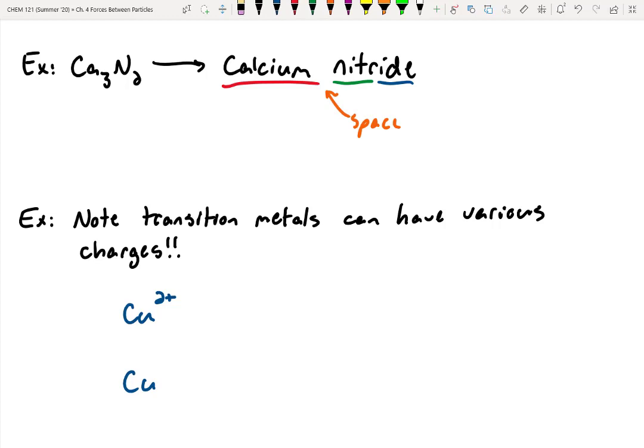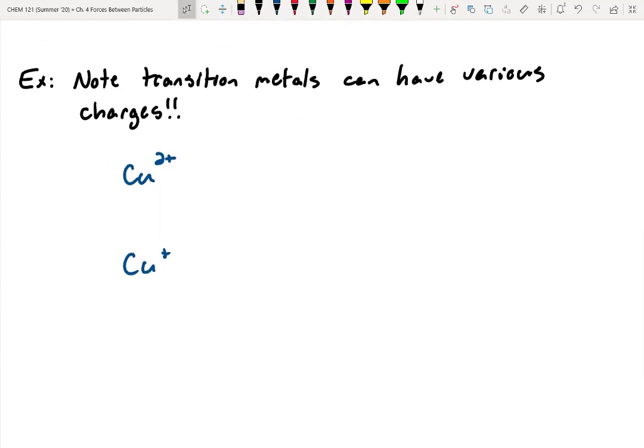So let's compare both of these. I'll just do copper 1+ down below, and let's go ahead and compare each of these. So what happens when we combine each with chlorine? Okay, so we could have copper 2+ combined with chlorine, which chlorine's always going to be 1-, or we could have it combined with copper 1+ down below.